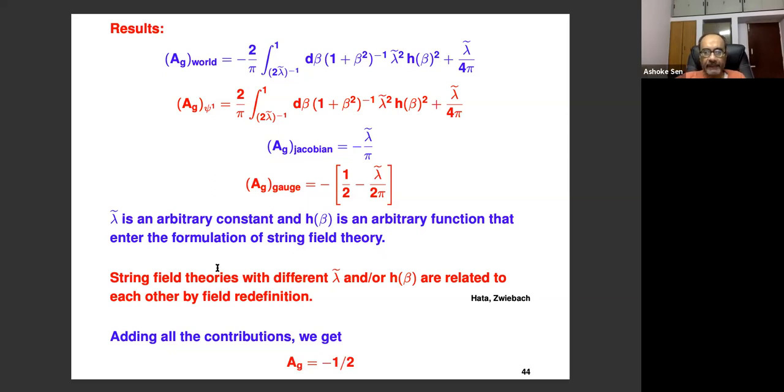But basically the point is that the AG gets contribution from many pieces. Here, lambda tilde is one of those parameters that enter string field theory, just like lambda was. H of beta is a whole function that enters the formulation of string field theory. Individual contributions depend on all these parameters. But after we add all of these, you see that all these parameter dependencies cancel, and you get this nice answer, minus half, which is consistent with the fact that the final physical quantities shouldn't depend on what version of string field theory I've used, even though the intermediate stages can depend on it.